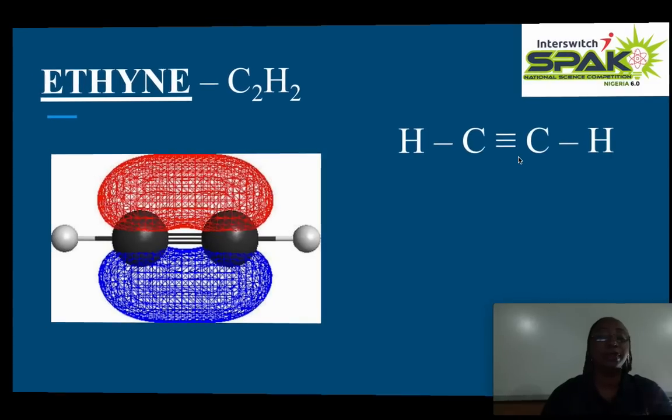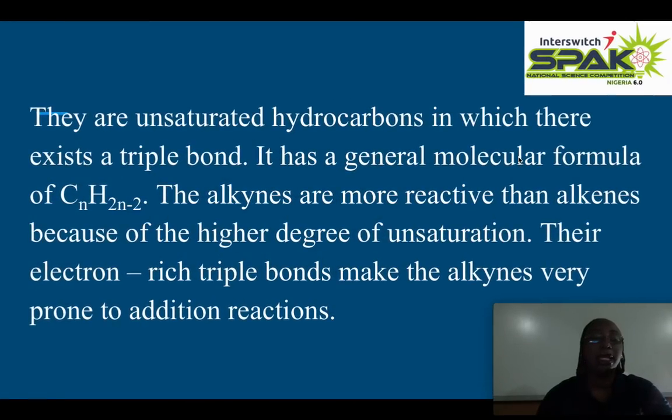They are unsaturated hydrocarbons in which there exists a triple bond, and they are very reactive. They are more reactive than the alkenes and the alkanes because they have a higher degree of unsaturation. They have triple bonds, so they are more reactive than alkenes that have a double bond, and alkenes are more reactive than alkanes that have only single bonds.